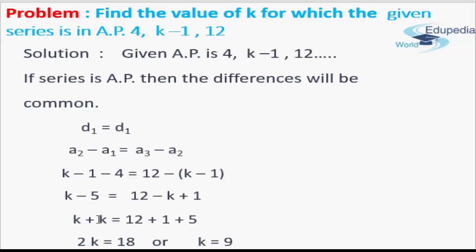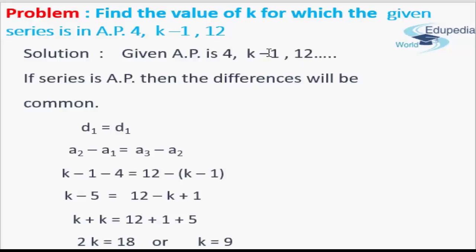Bring both the k's to this side and the 5 to that side. k plus k is equal to 18. So 2k is equal to 18 and k is equal to 9. That means the second term is going to be 8. It's common sense after that: it is growing arithmetically, because 4 plus 4 is equal to 8 and 8 plus 4 is equal to 12.